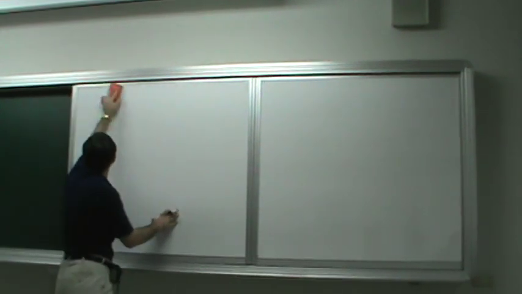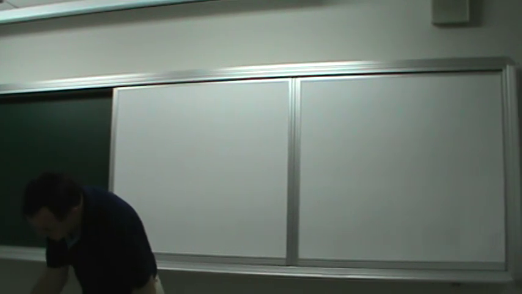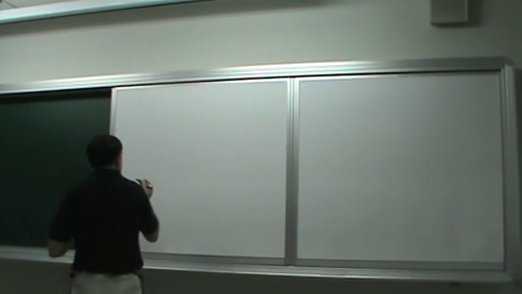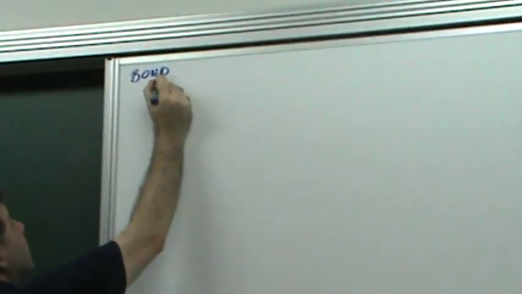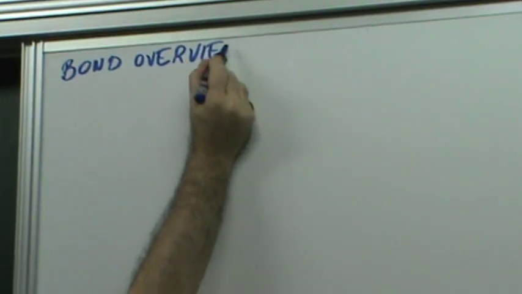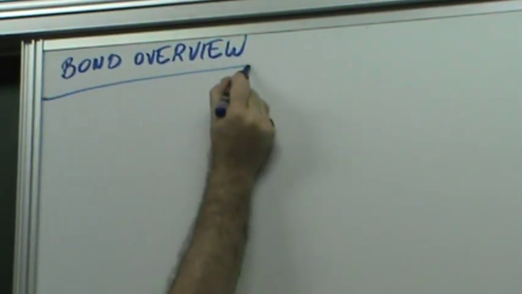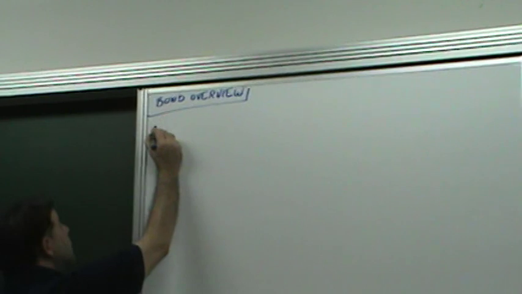All right, so we continue now with our second lecture, and second lecture is overview. And I already covered a good chunk of our bond overview. The first is called the indenture.